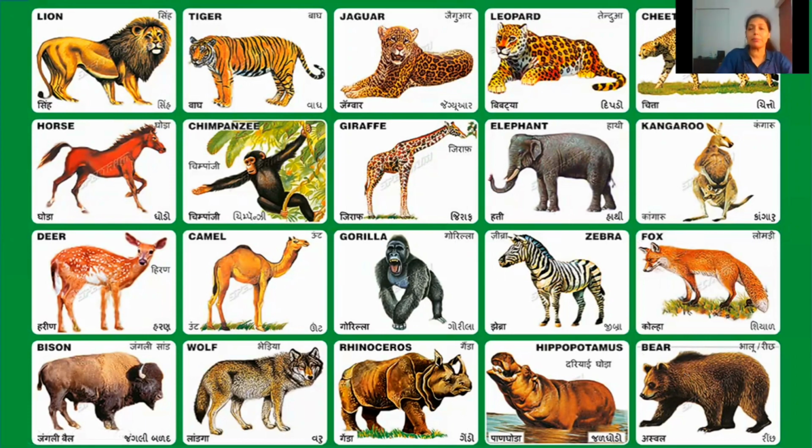Both means what? Animals as well as plant sources. That type of animals are called omnivores. They eat both, like the crow. The crow eats both plant sources as well as animal sources. So there are different types of animals. Some are carnivores, some herbivores, and some are omnivores.